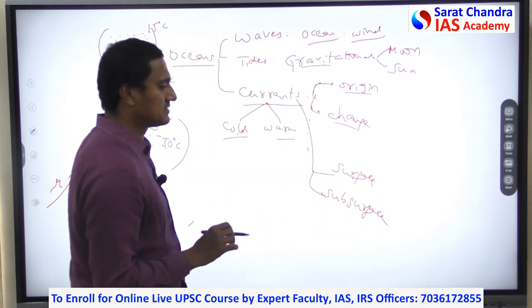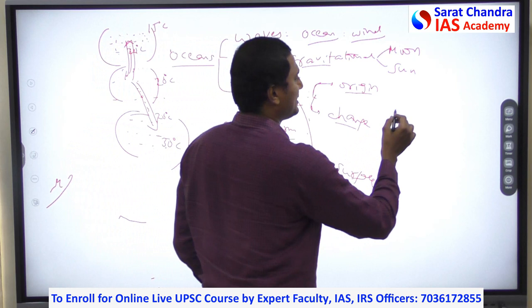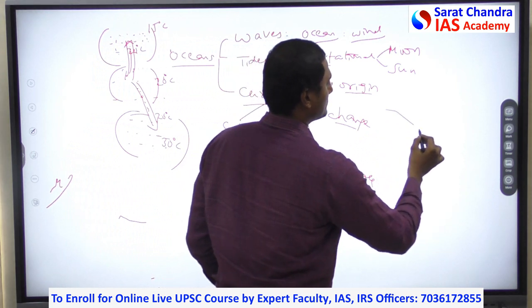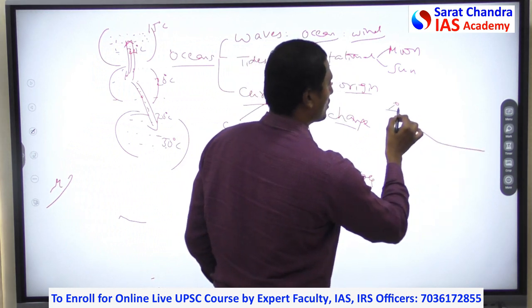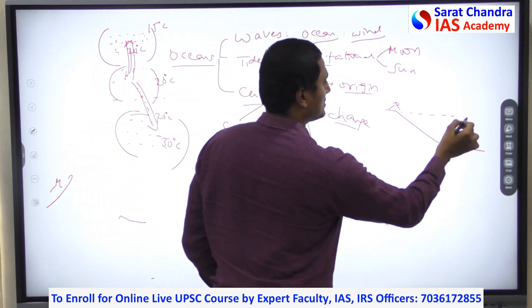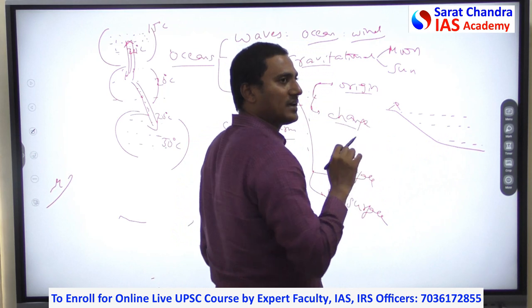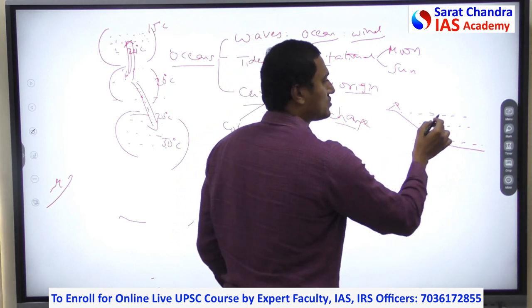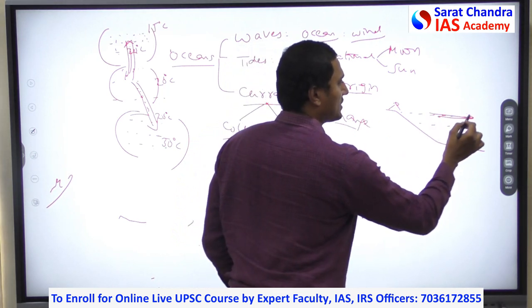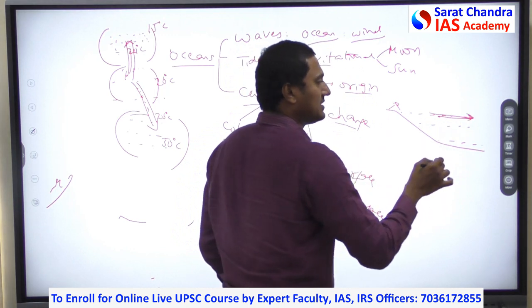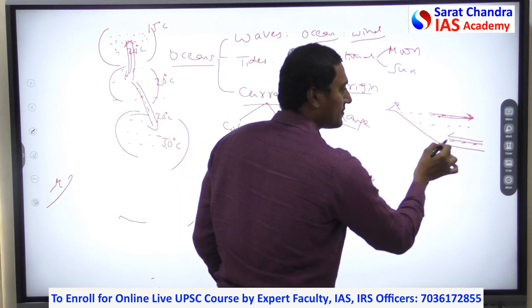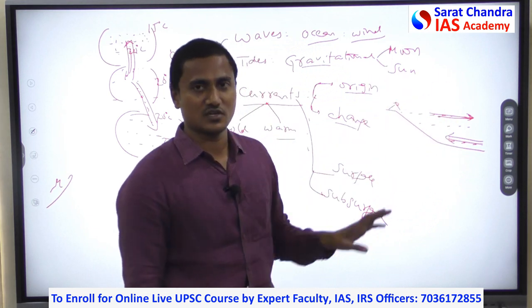Underneath ocean currents. That means, let us say you are standing here on the coast. This is the ocean. Now, with some ocean currents, the water moves on the top. In some places, the water moves from the bottom. This is also ocean current, this is also ocean current.